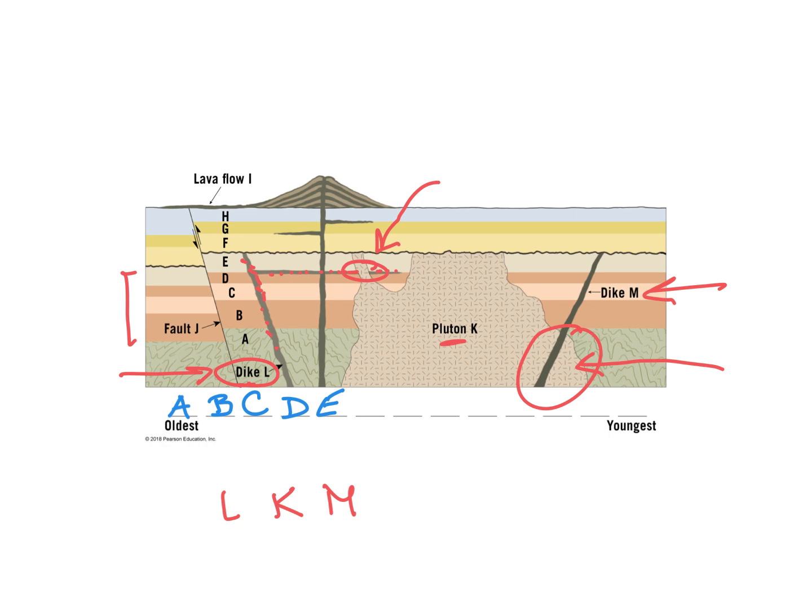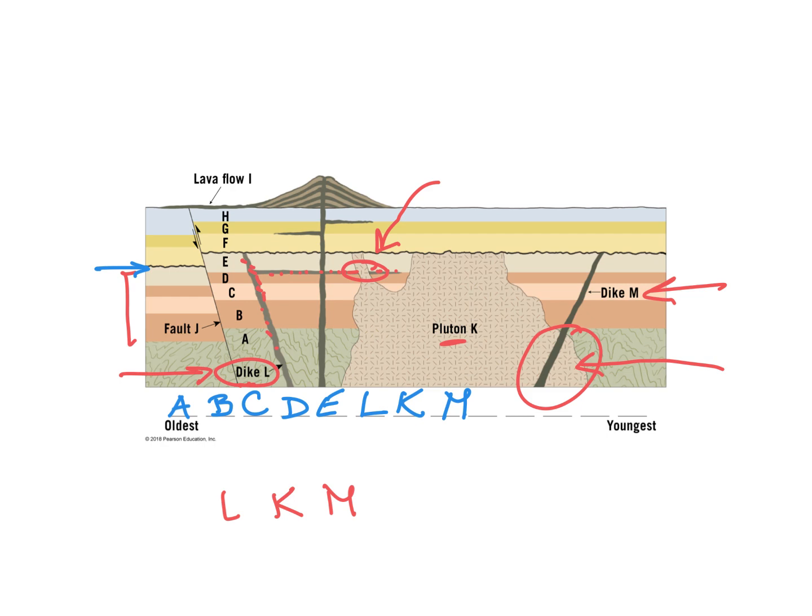So this means that the earliest of these three things to happen was L. The second was K. And the third was M, right? Because L was already here, then K happened and cut across L, and then M happened and cut across K. Now at that point, what happened was the erosion, right? So we have the erosion happening.